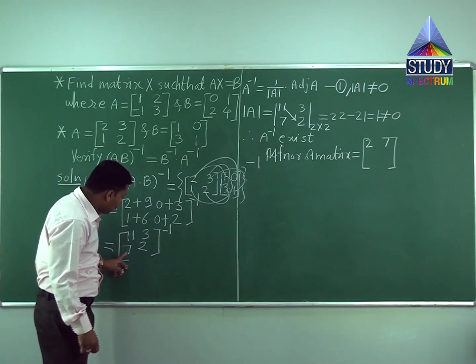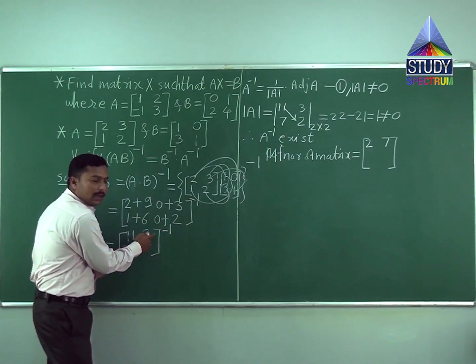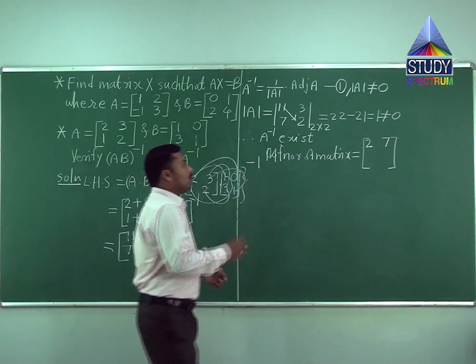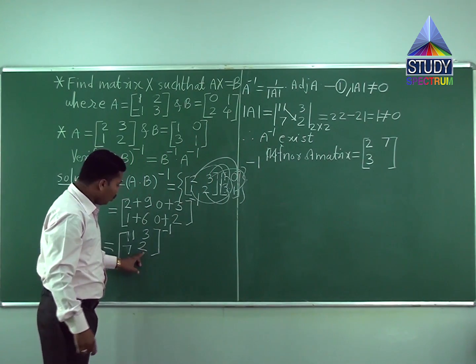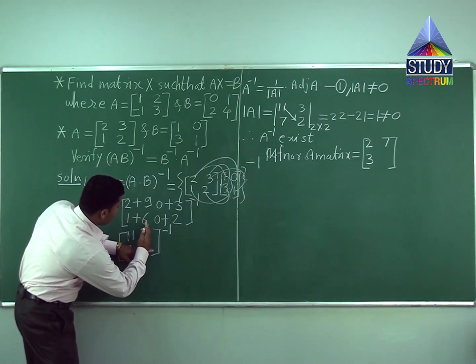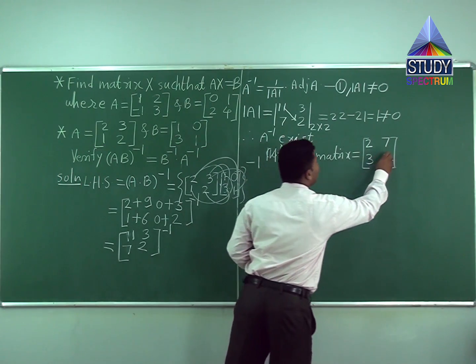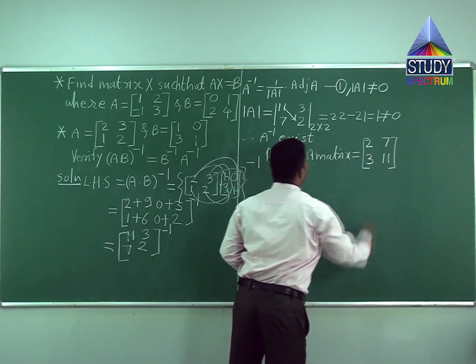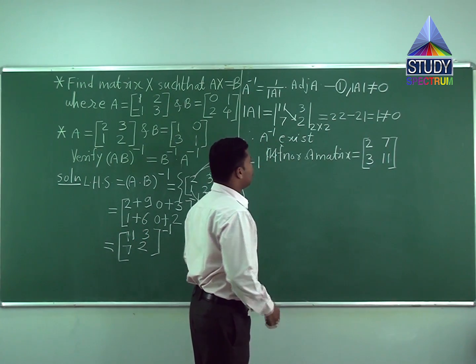What is the minor of 7? Delete its row and column. What remains? 3. So the determinant of 3 is itself. And the minor of 2 means delete its row and column. So 11 remains, and the determinant of 11 is itself. So this is the minor of this matrix.